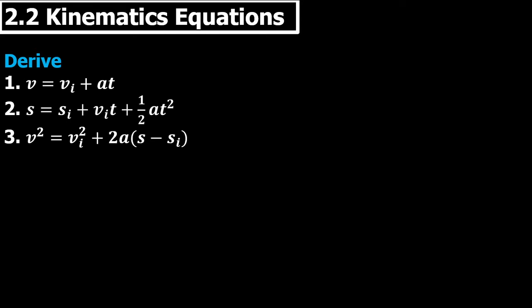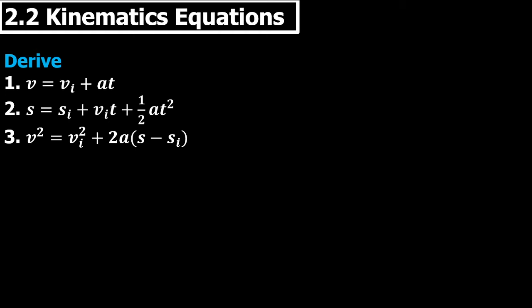Obviously the first one talks about velocity, acceleration, and time. The second one talks about displacement, initial velocity, time, and acceleration. And the last one leaves out time as a variable and just talks about how velocity changes with displacement, or how displacement changes with velocity.